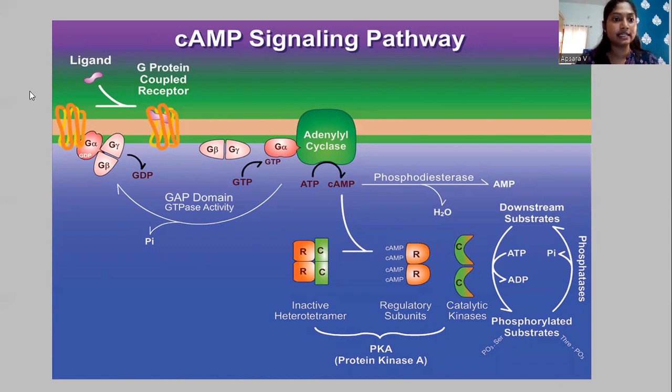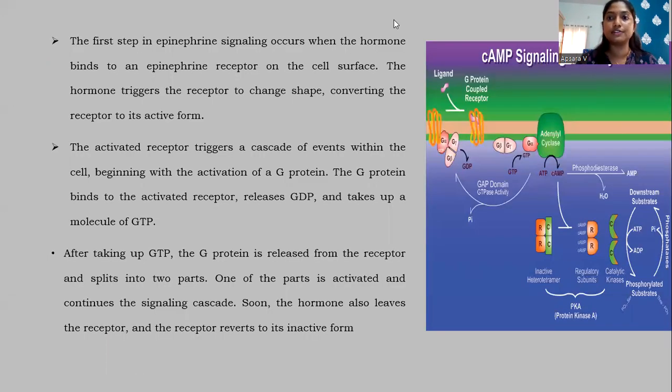Here you can see the ligand. This will come and bind to a G protein receptor, and you see the series of actions that is happening, and finally what happens. Let us now learn about this in detail. The first step in epinephrine signaling occurs when the hormone binds to an epinephrine receptor on the cell surface.